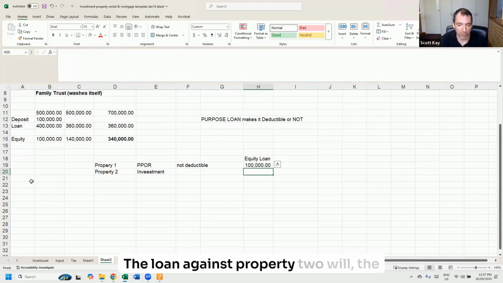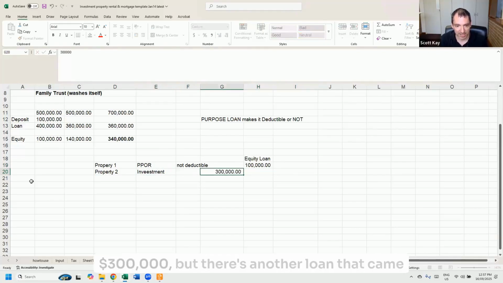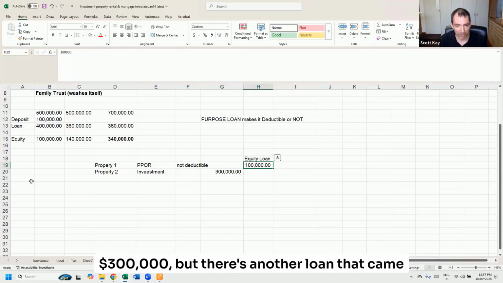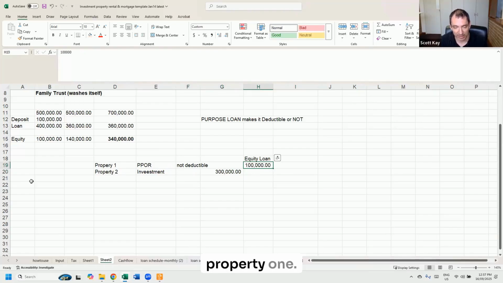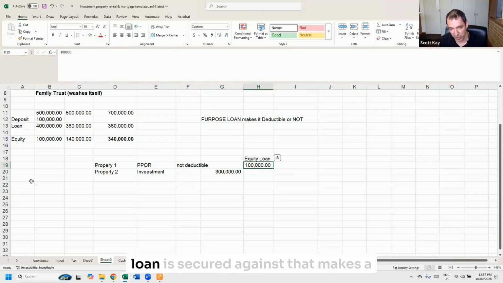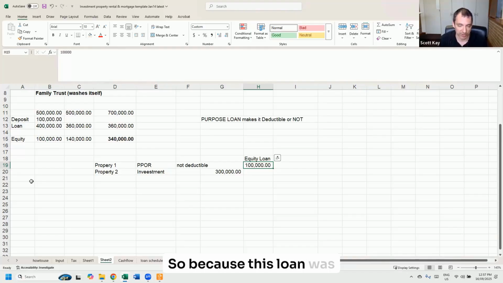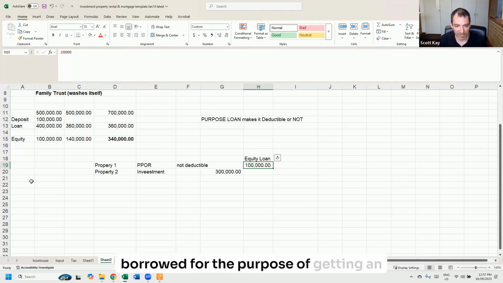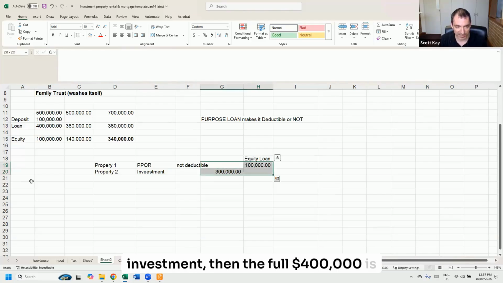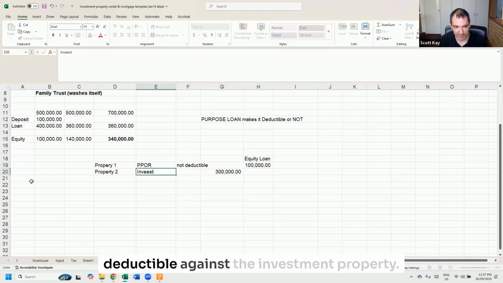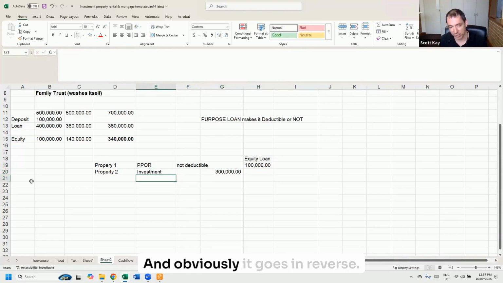The loan against property 2, the investment loan, might have its own loan of up to $300,000, but there's another loan that came from property 1 and is secured against it. So it's not what the loan is secured against that makes it deductible, but the purpose of the loan. Because this loan was borrowed for the purpose of getting an investment, the full $400,000 is deductible against the investment property.